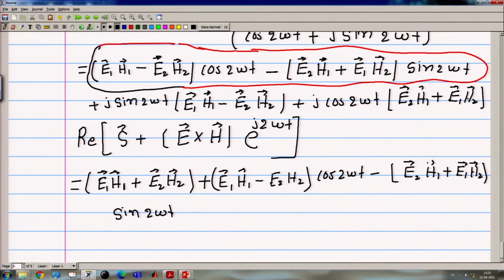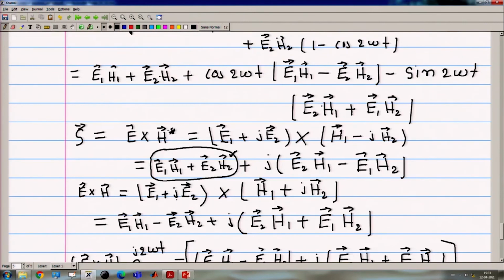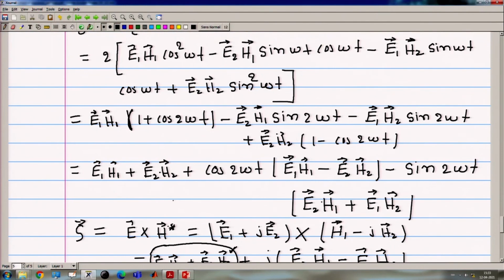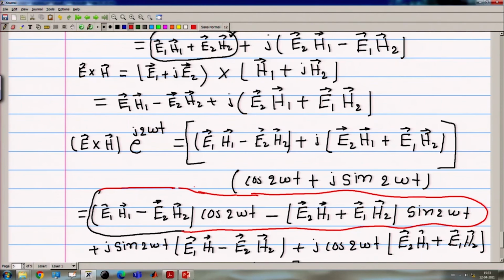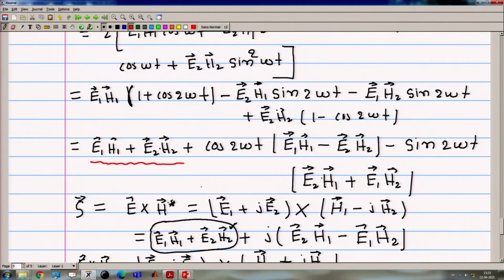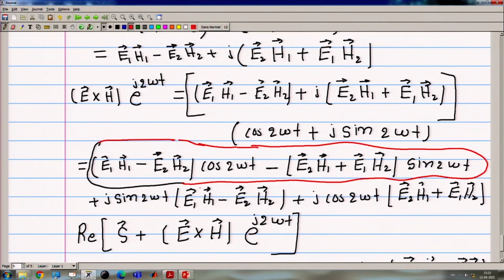So, this is the total expression for the right hand side, and in the first part we have obtained E1 H1. This is the instantaneous Poynting vector, and there we obtained this part E1 H1 plus E2 H2, and also E1 H1 plus E2 H2 plus E1 H1 minus E2 H2 into cos 2 omega t.